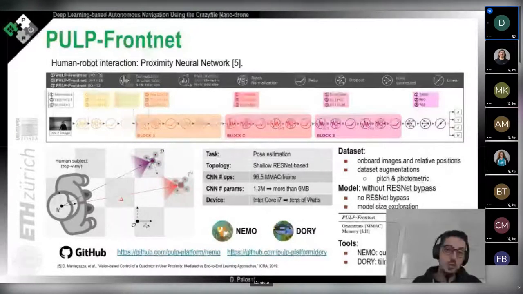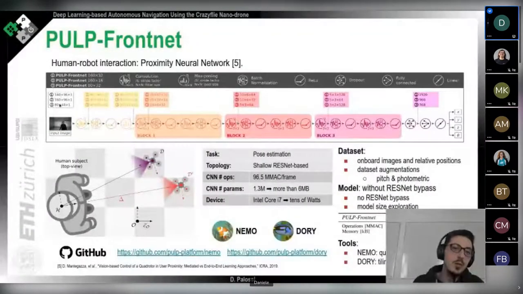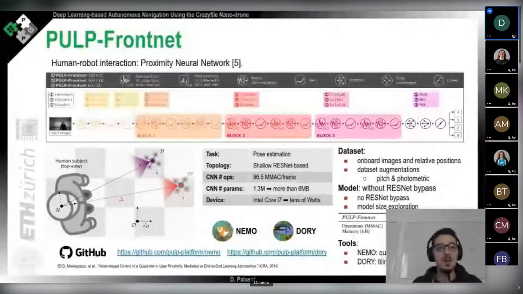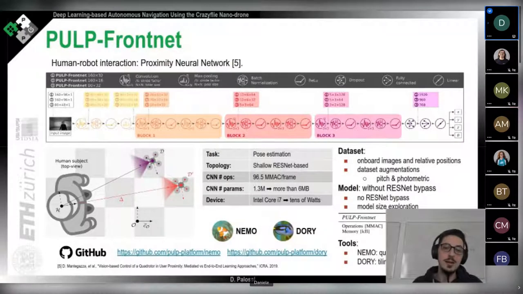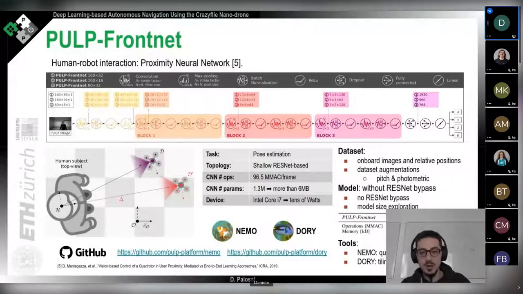Then the second question we asked with this PULP FrontNet work was, what happens if we reduce the model size? You can see here three configurations of the input image that are coupled with three configurations of the channels of each layer. This was to reduce both the footprint, the number of parameters, and also the computation required by these three versions. And we assessed the ultimate effect on the in-field behavior of getting a smaller and smaller input image with fewer channels. Also for this, I will show you in a few slides some quantitative results.